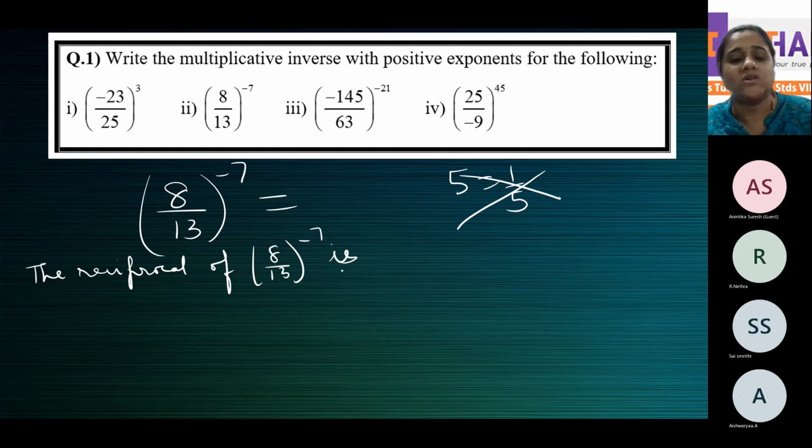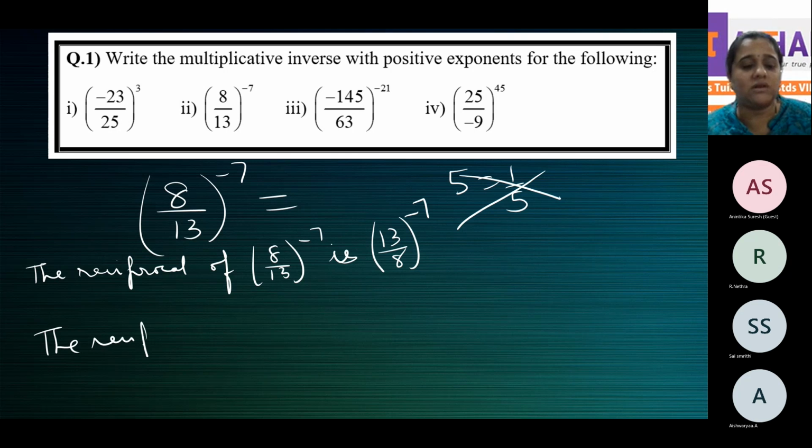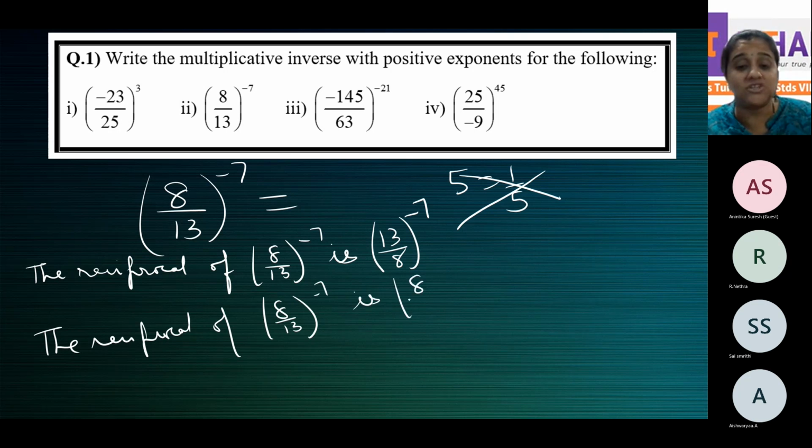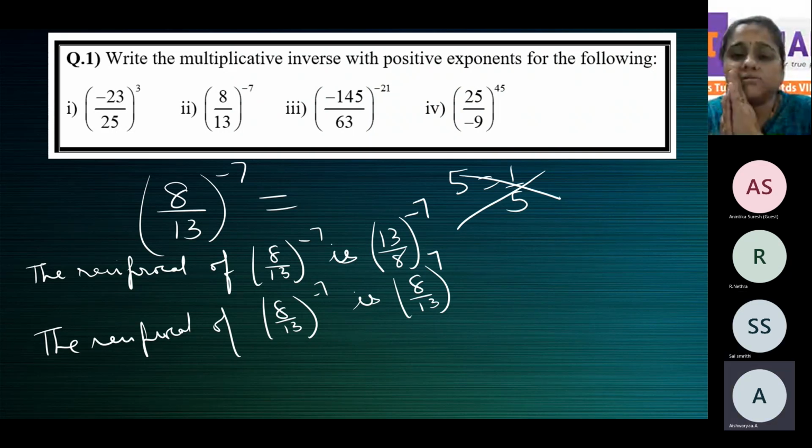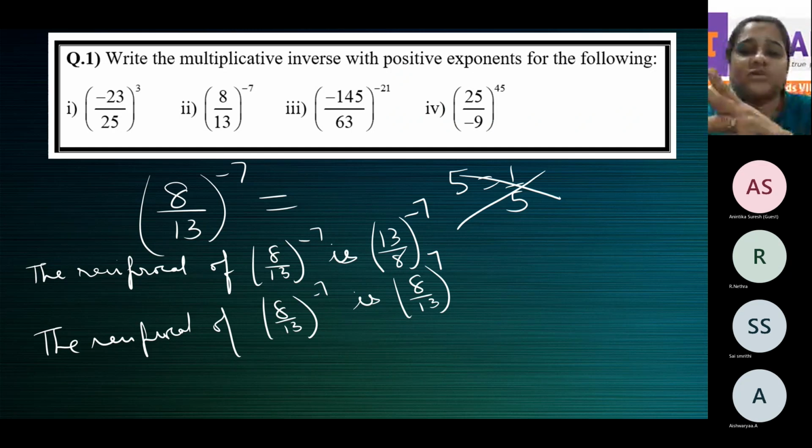Change any one of the two. If I change the base, I take the reciprocal of the base, then I should write the power as it is. Or, the reciprocal of 8 by 13 to the power minus 7 is: write the base as it is, don't change the base, then change the power and make it plus 7. Is it understood, children? Yes, ma'am. If you do any one of the two changes, either you change the base or you change the power, then you're writing the reciprocal.